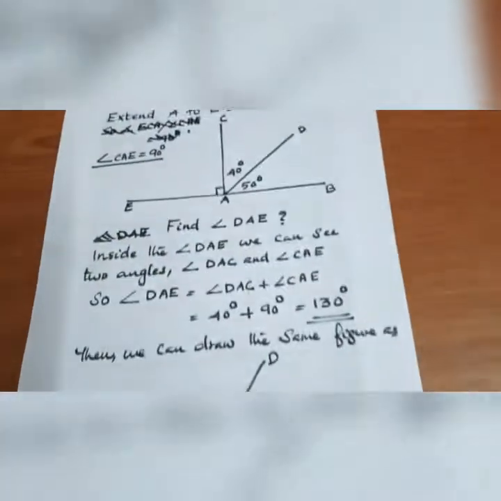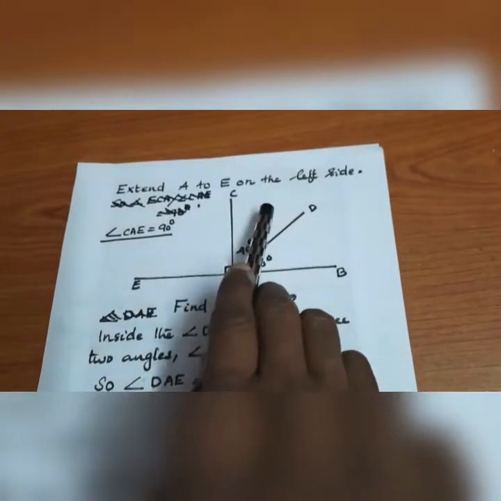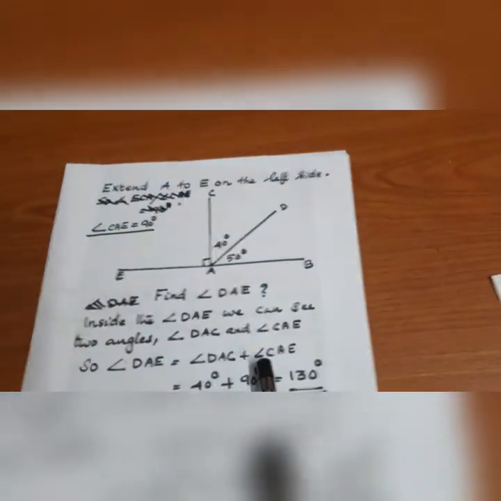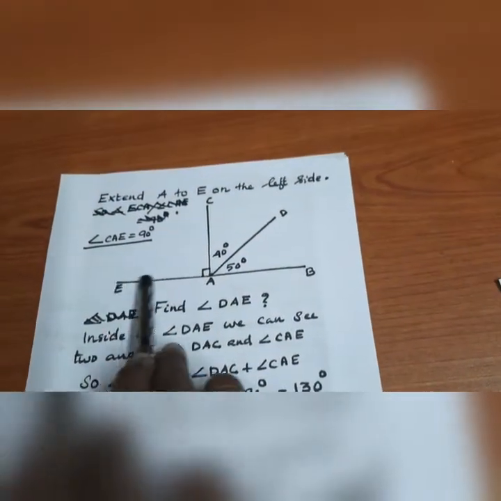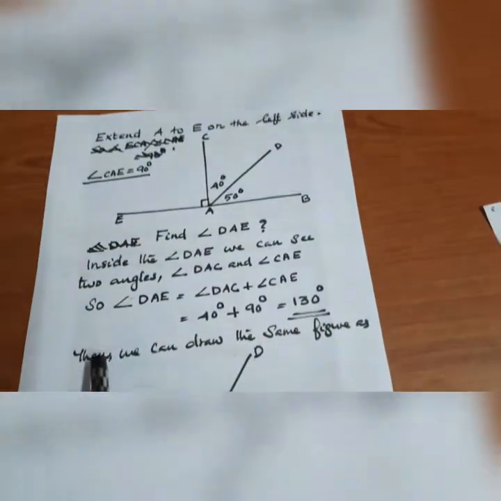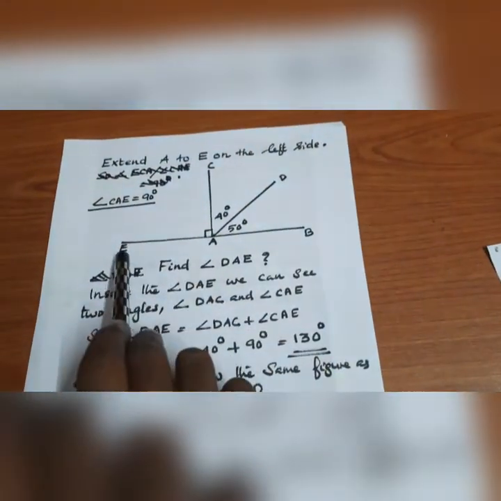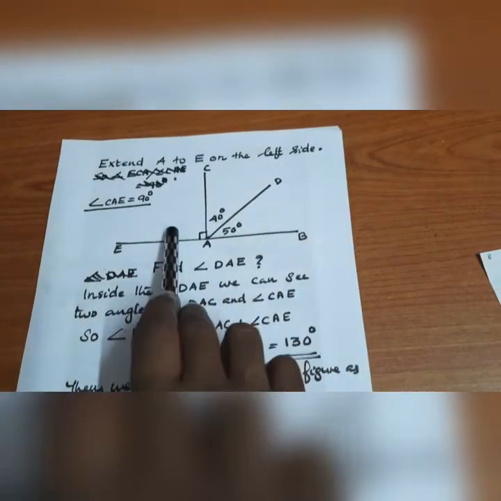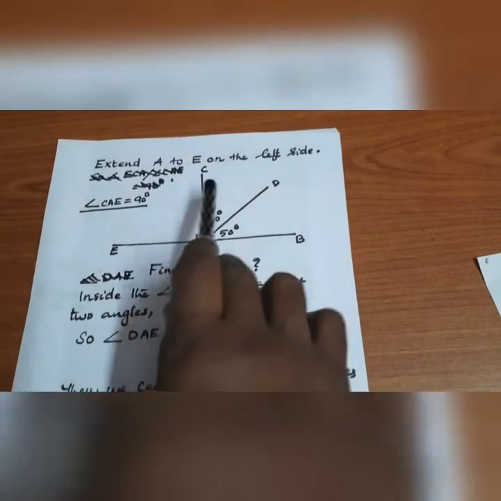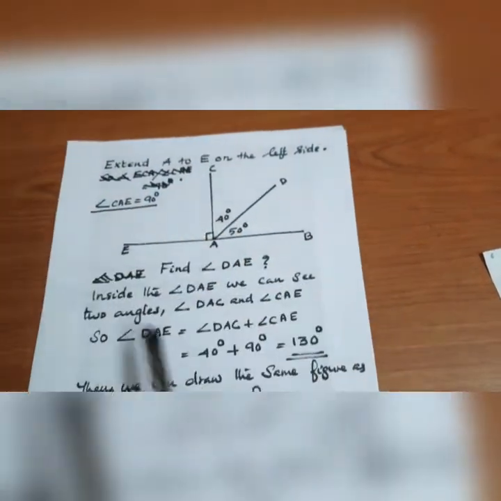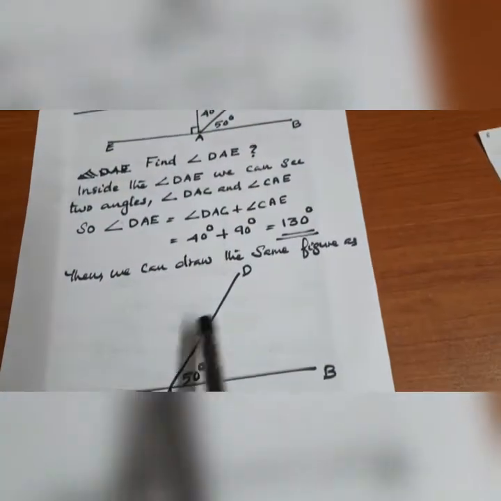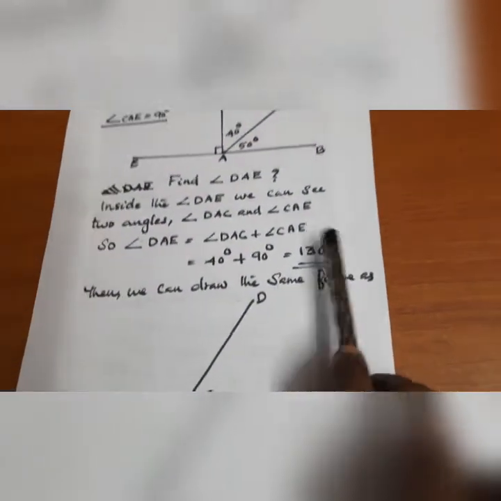Then angle CAD is 40 degrees, which we found earlier. Then the given angle EAC is equal to 90 degrees. Then what is the measurement of angle DAE? Angle DAE is the sum of the two smallest angles inside that angle. One of the angles is 90 degrees and the other is 40 degrees. Therefore, its total measurement is 130 degrees.